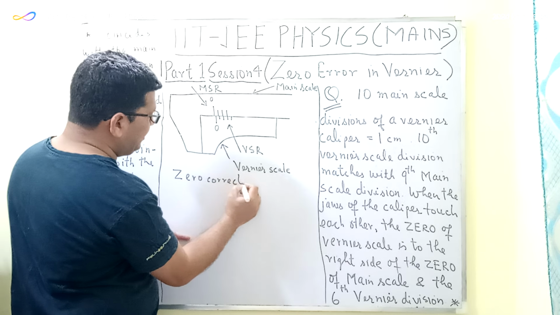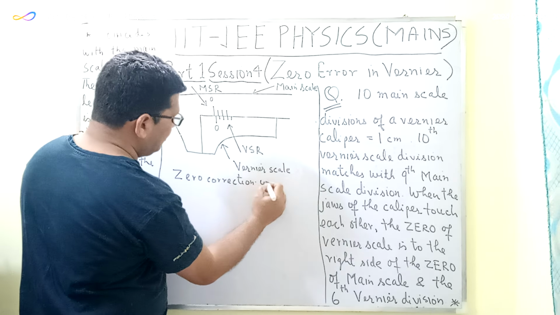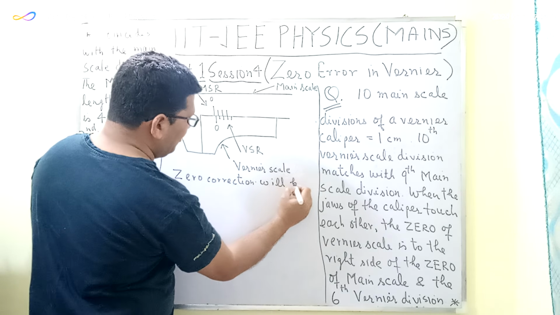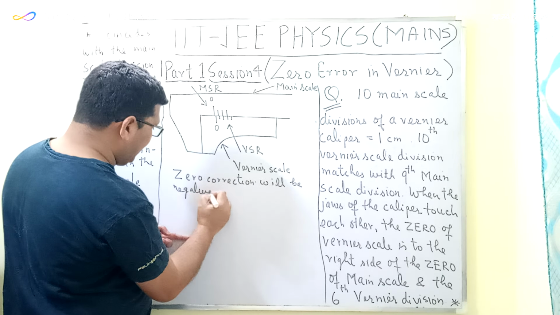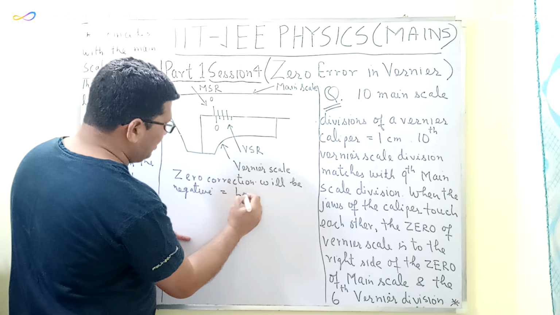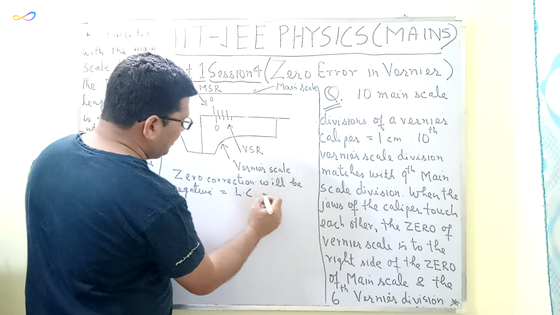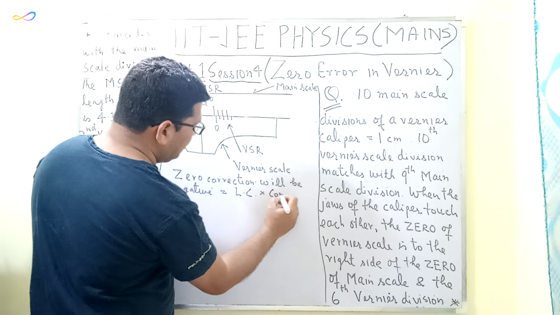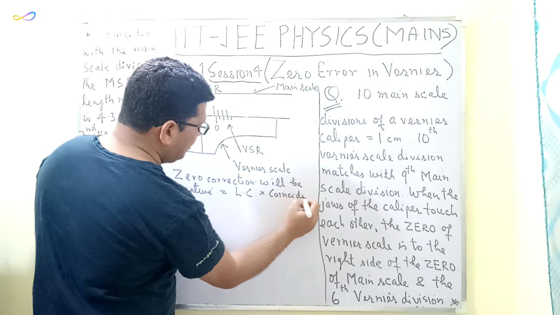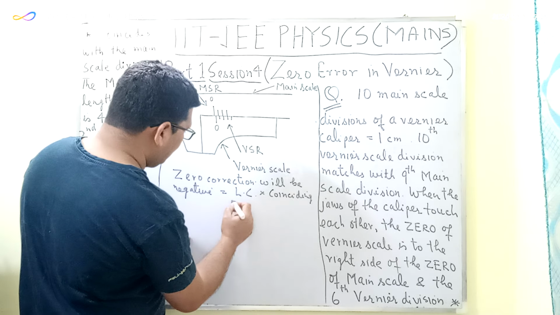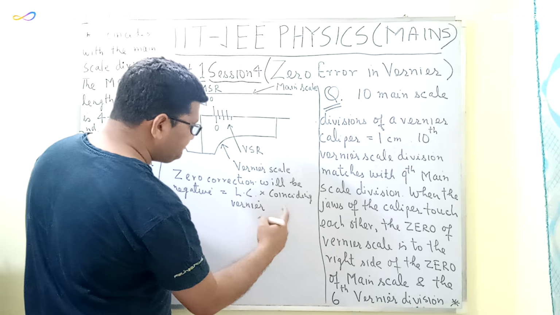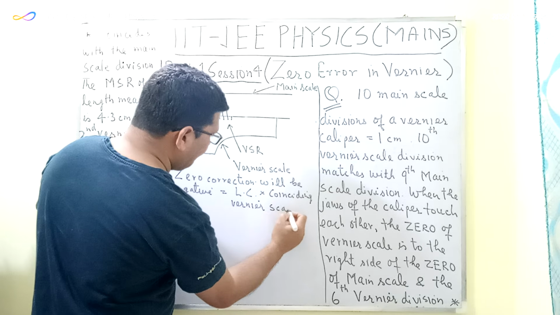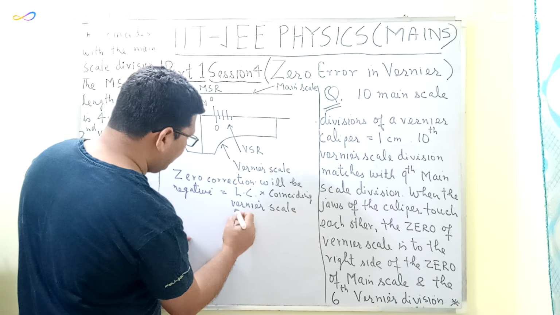Now zero correction will be negative, and zero correction is basically equal to the least count of the instrument into the coinciding vernier scale reading.